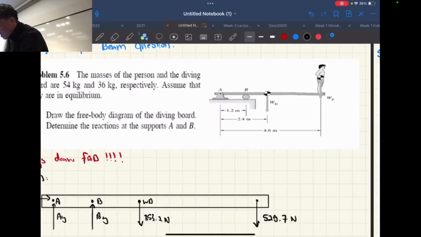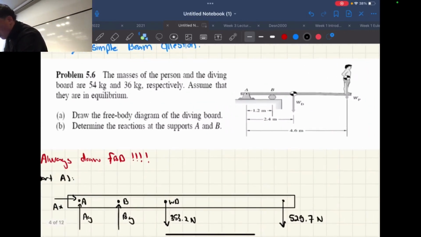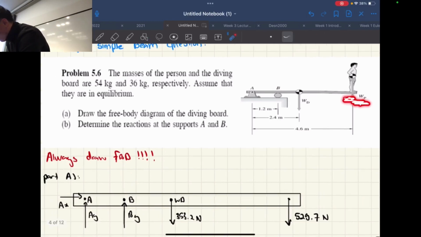We have a person standing on a diving board. The person weighs 54 kg, and the diving board weighs 36 kg. Here's the weight force of the person, and here's the weight force of the diving board. So what's the joint here at A? Do you reckon it's a pin? Yeah, it's a pin.